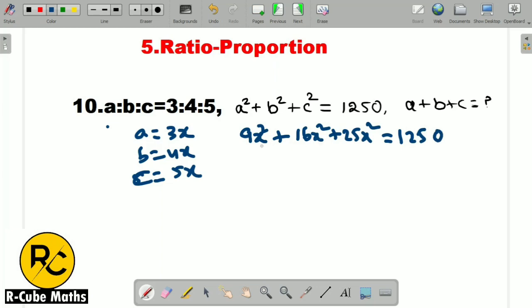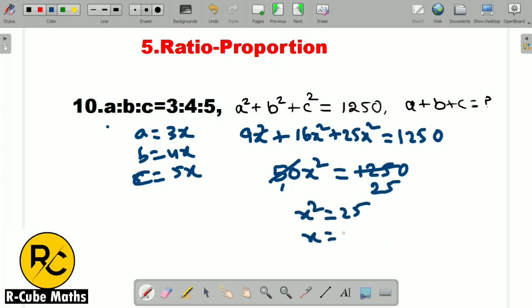16 plus 9 is 25, 25 plus 25 is 50. So 50x square is equal to 1250. So on both sides, after cancellation, 5 ones are 5, 5 twos are 10, 5 fives are 25. So we get x square is equal to 25, x is equal to square root of 25, which means x is equal to 5. So what is the value?